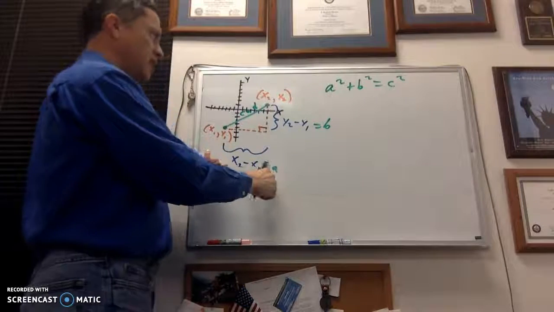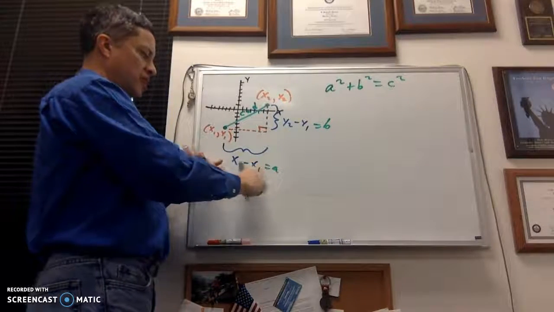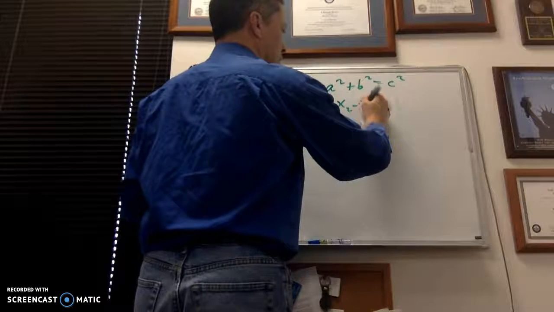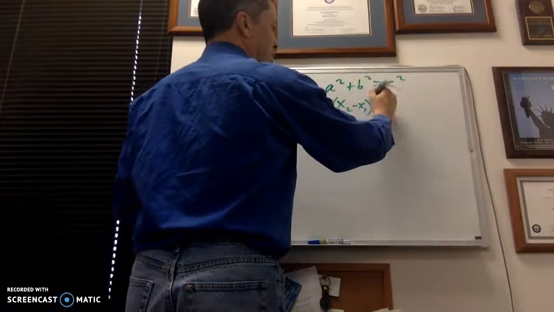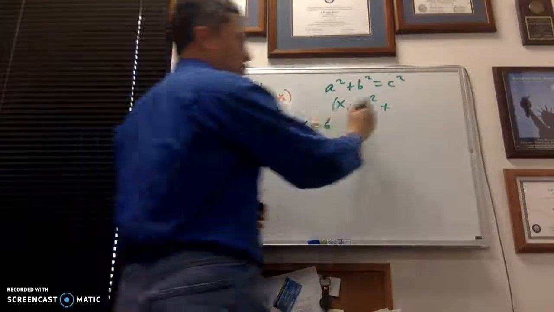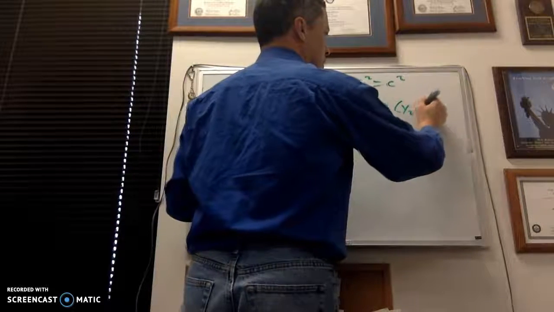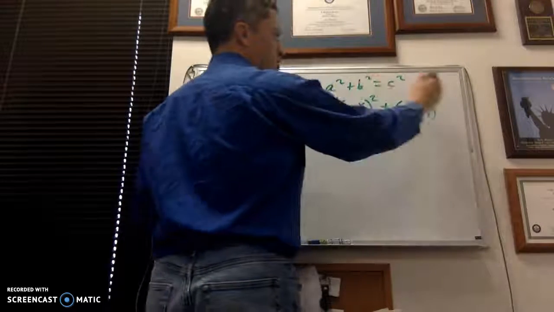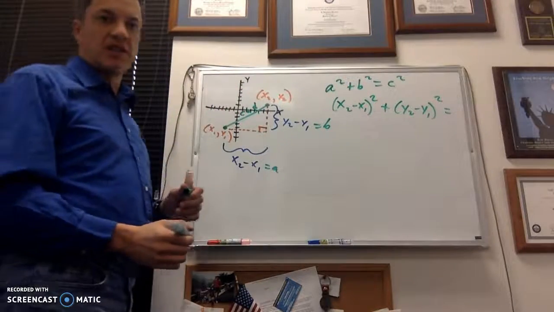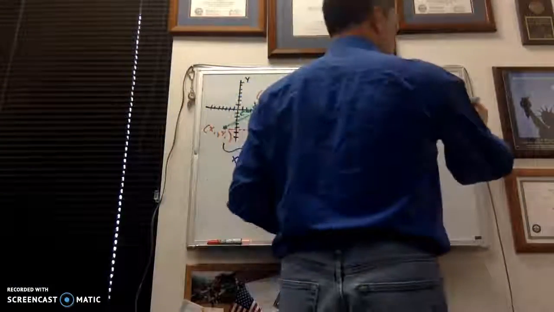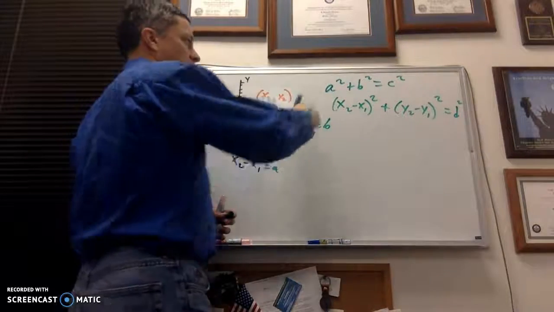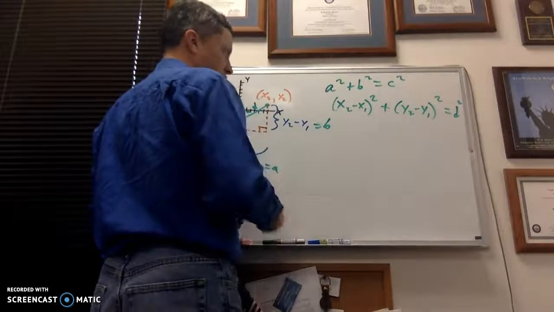So, instead of a, I'm going to substitute in x2 minus x1, quantity squared, plus y2 minus y1, quantity squared, and that's going to equal my c squared, but I changed that to d, right? So d squared. Now, I'm going to take the square root of that whole thing there.